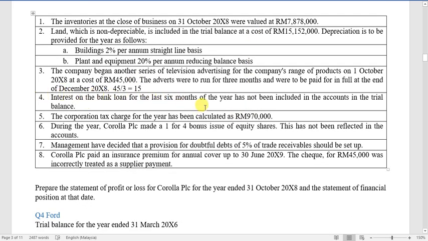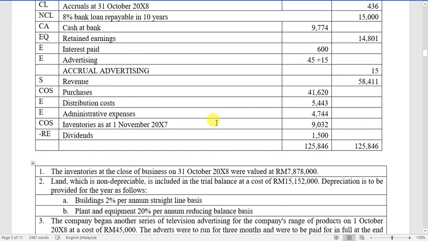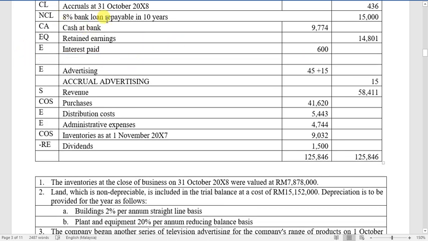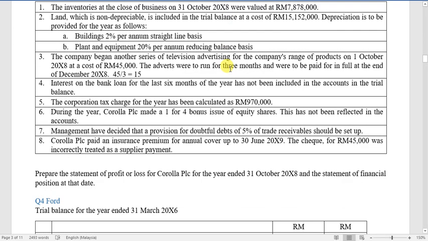Interest on bank loan for the last 6 months of the year has not been included in the accounts in your trial balance. Last 6 months means you already paid 6 months and you have another 6 months you haven't paid. Okay, so here interest paid, you have already paid 6 months. How much is your interest you're supposed to pay is 8% here. This one, times 15,000. 1 year you should pay how much? 1,200. So you pay half, you should plus another half. Right? This 600 will be your accrual interest. Are you guys okay? Anyone's blur blur?